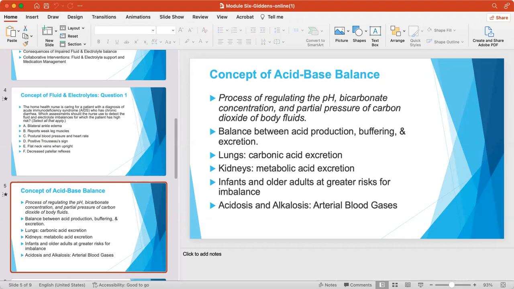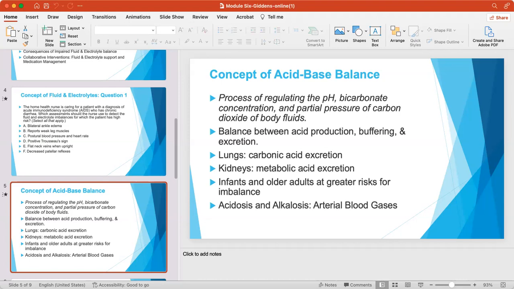An acid is a substance that releases hydrogen ions, and a base is a substance that takes up hydrogen. The most important base in the body is bicarb, bicarbonate. A pH of 7.4 is what we call normal pH, greater than 7.45 is alkaline, and less than 7.35 is acidic. Acid production is the generation of acid through cellular metabolism.